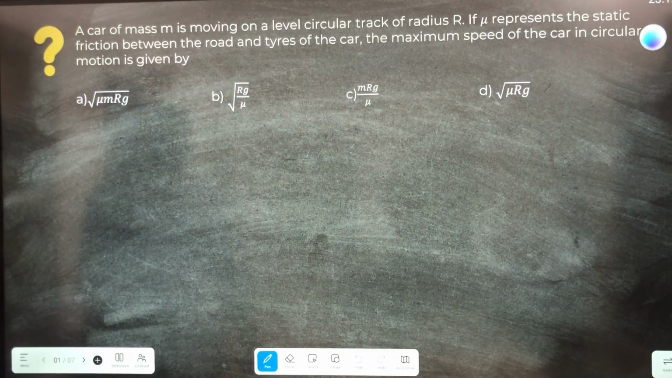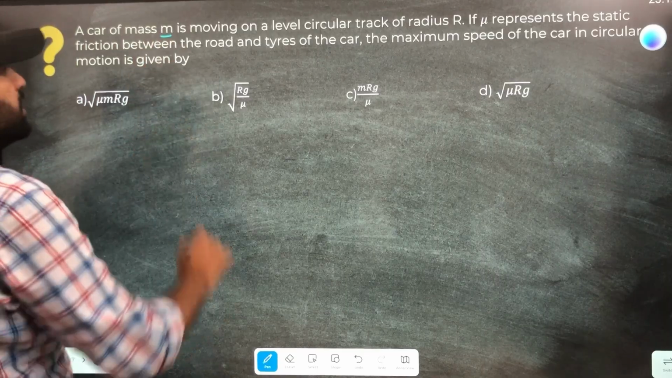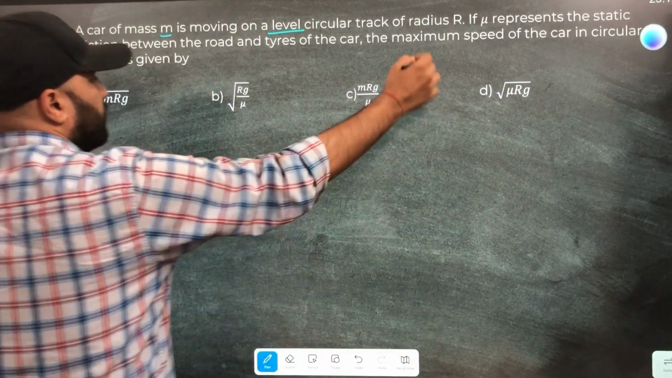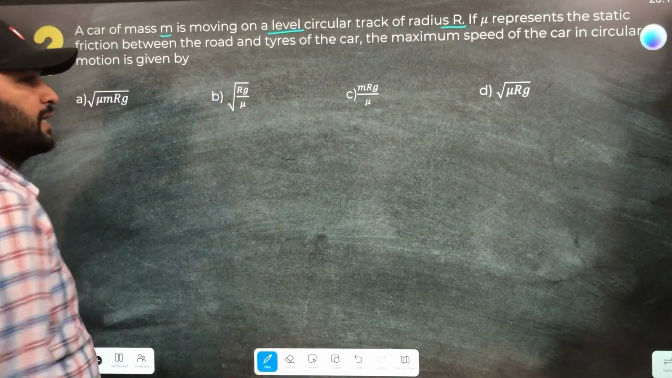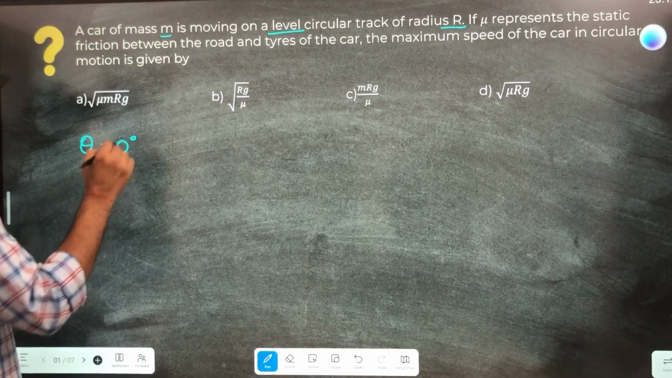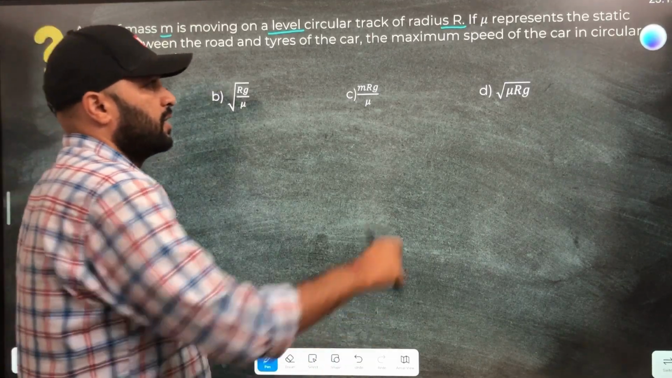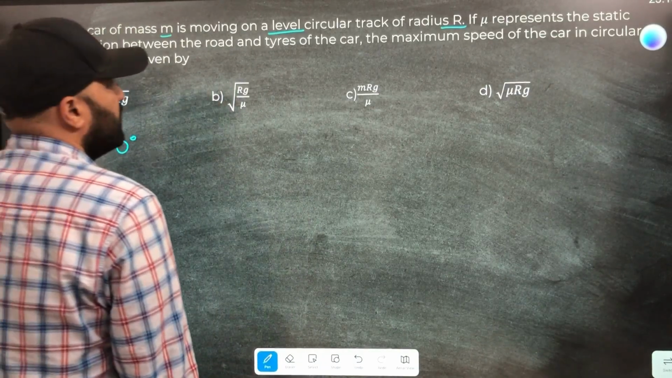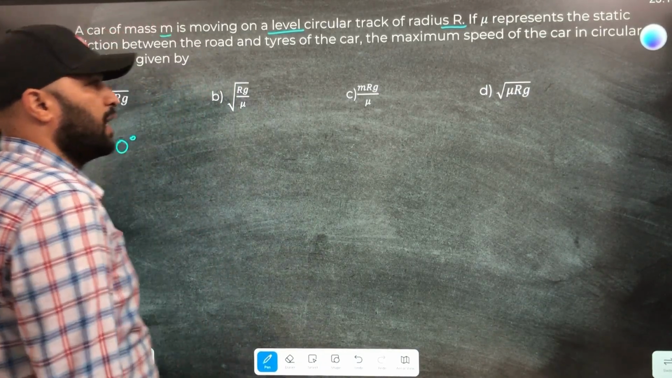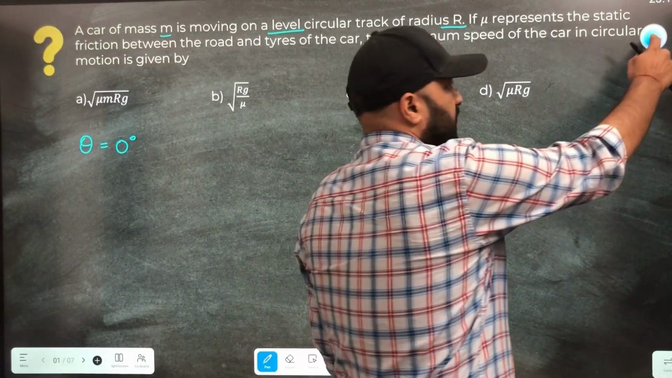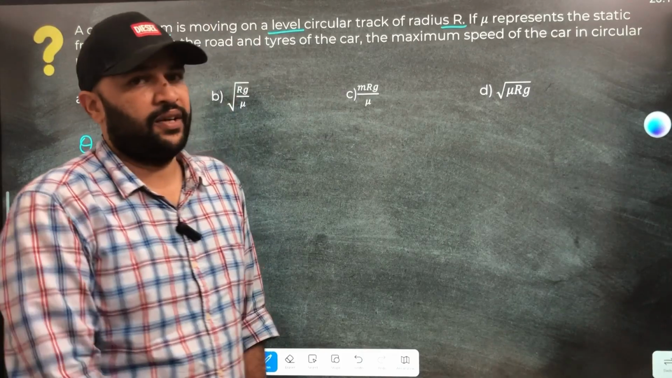Our first question says a car of mass m is moving on a level, so level is quite important, circular track of radius r. Fine. So if it is a level circular track, theta will be 0 degree in that case, because here it is a simple circular track of radius r. If mu represents the static friction between the road and the tires of the car, the maximum allowed speed of the car in the circular track or circular motion will be how much? So maximum allowed speed, we have to find that.